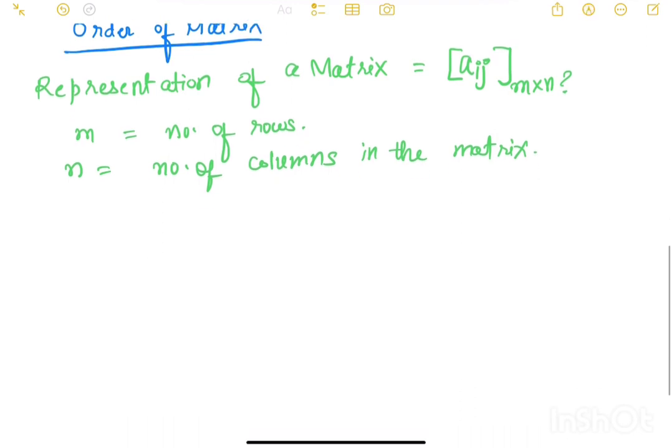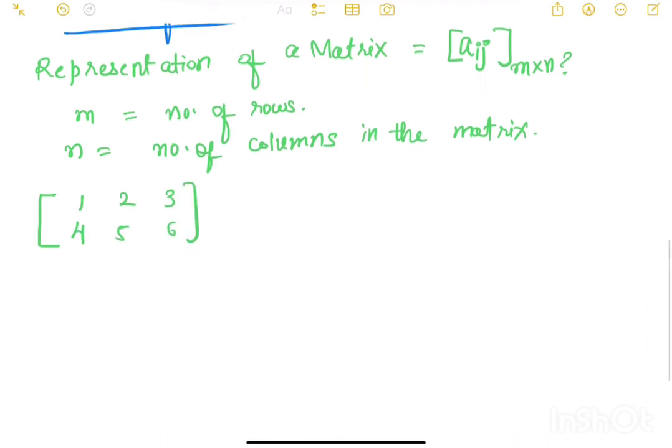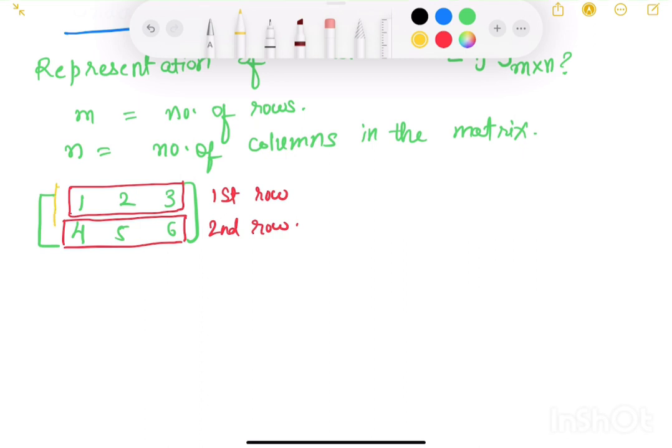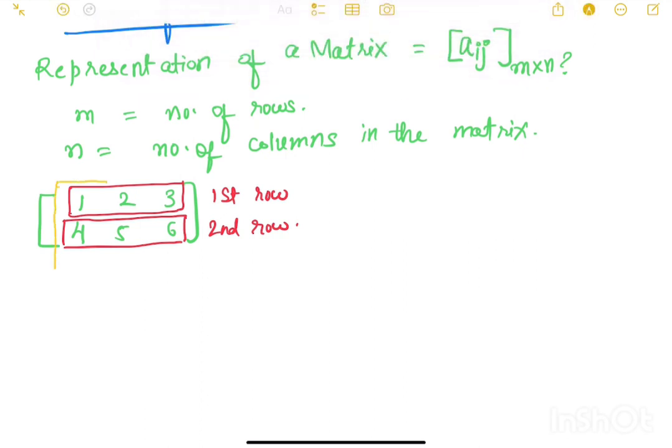Okay, so let me just give you an example. I have 1 2 3 4 5 6. Okay, so this is my matrix. Now observe, this seems to be my first row, right? First row, and this seems to be my second row, isn't it? And if I were to consider the columns, this is my first column, this is my second column, and this is my third column.